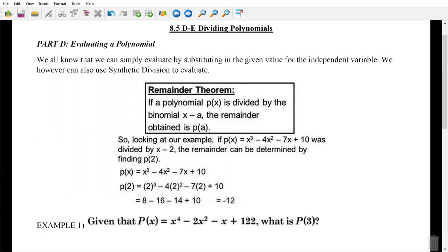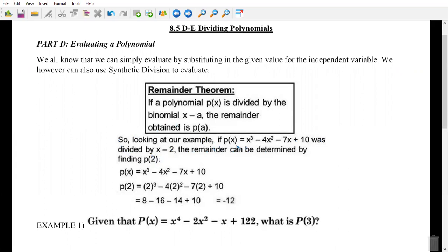What this is called is our remainder theorem. The remainder theorem is if a polynomial p of x is divided by a binomial x minus a, then the remainder obtained is p of a. So the remainder obtained is the value as if you took a and substituted it into the polynomial equation. So we're going to look at this completed example.